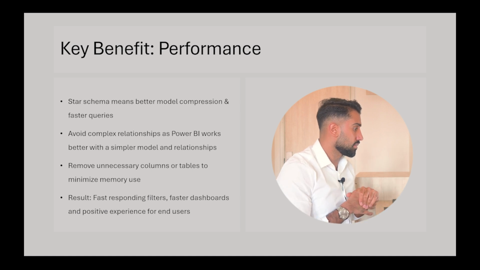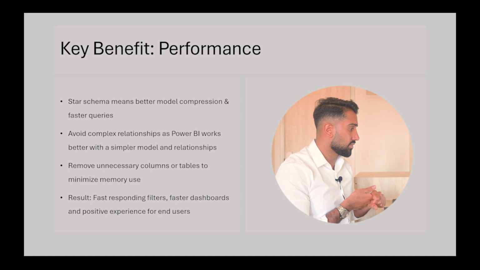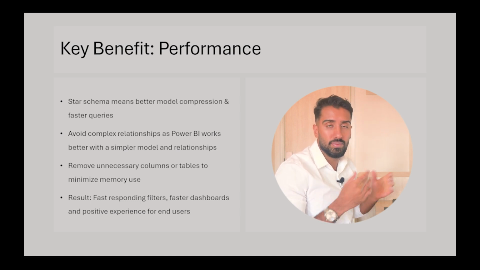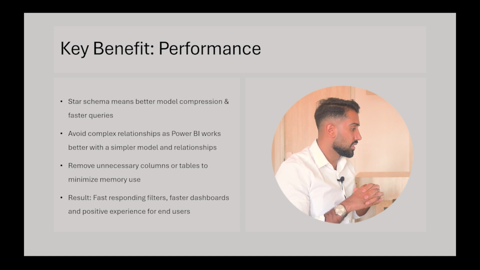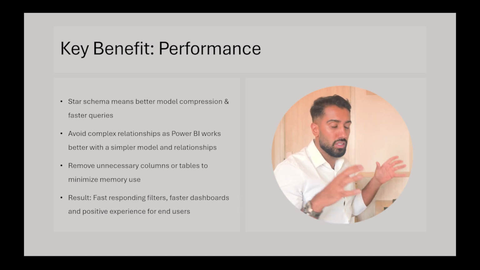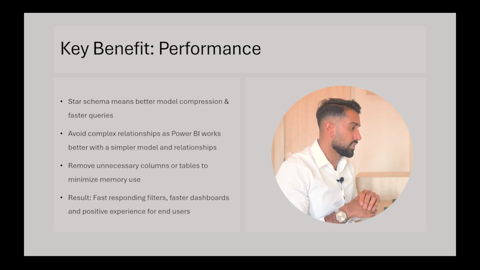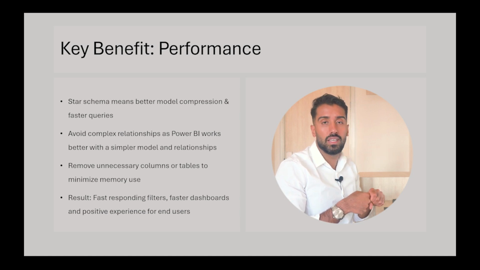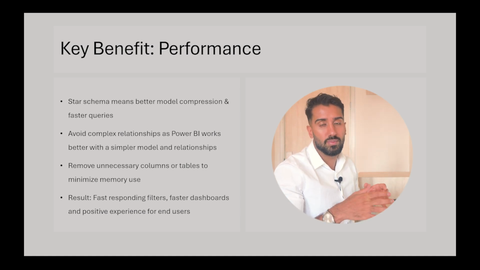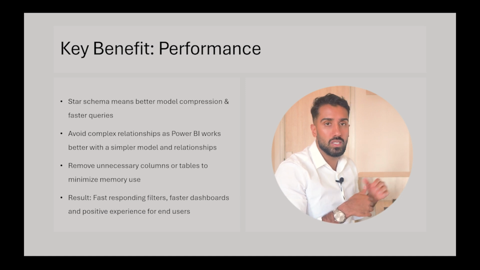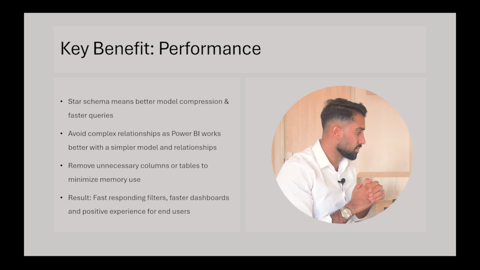Key benefits, performance. Star schema means better model compression and faster queries. So if you use a star schema, which is what Power BI very much aligns towards, you'll get better compression. When you store the model, it'll store down better and you'll get faster queries in terms of the reports. Try to avoid complex relationships, as Power BI works best with simpler models and relationships. What I mean by that is relationships between dimensions and fact tables. Simple one-way, many-to-one relationships work the best.